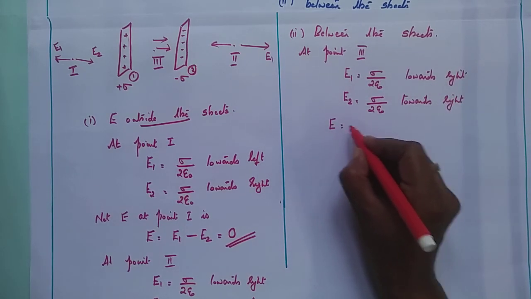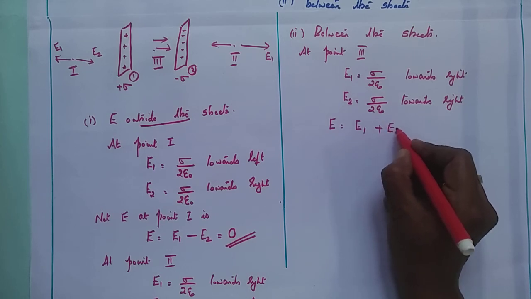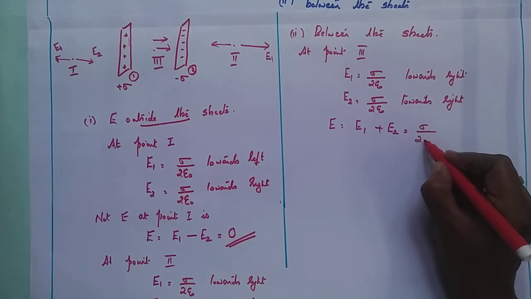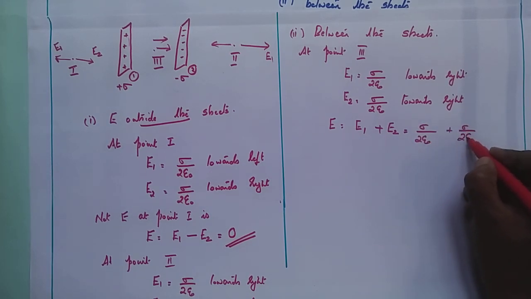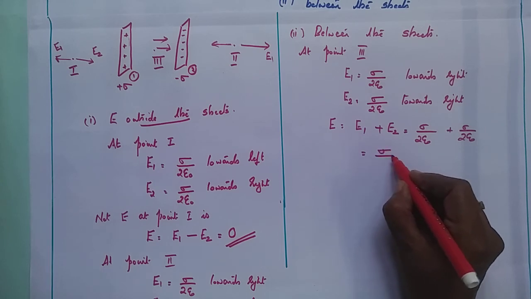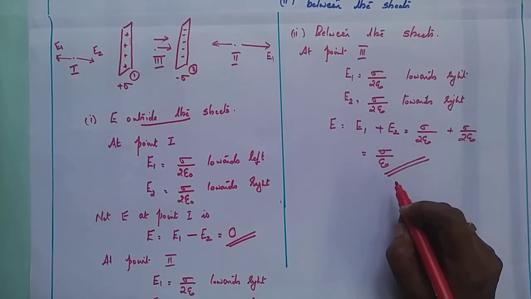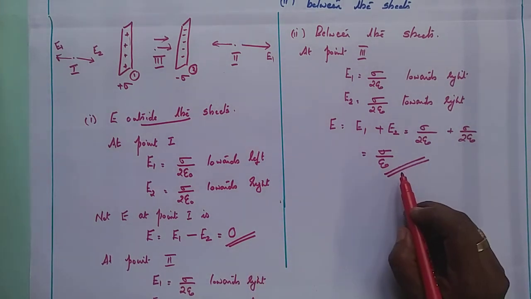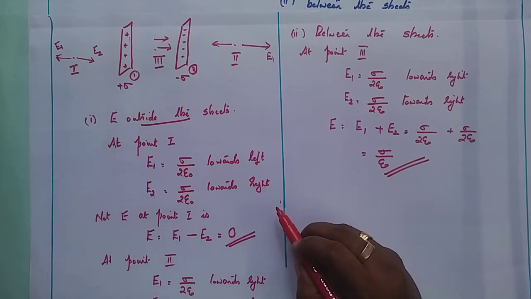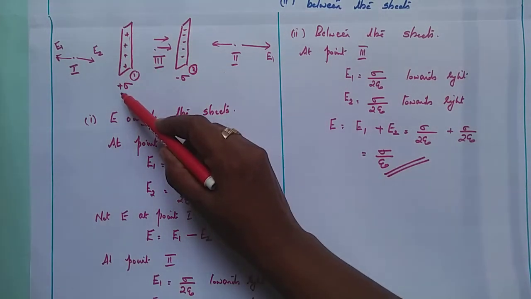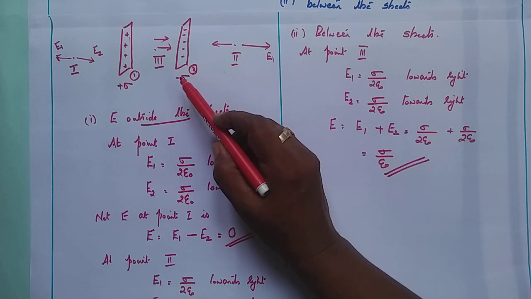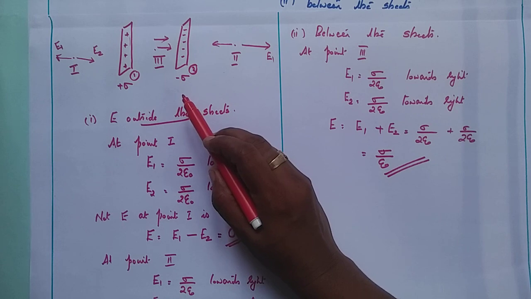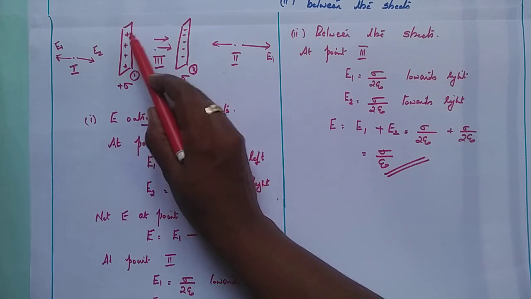Hence the net electric field is E1 plus E2, because both are along the same direction. Hence it is sigma by 2 epsilon 0 plus sigma by 2 epsilon 0, which equals sigma by epsilon 0. So the net electric field between the sheets is given by sigma by epsilon 0, and that is a constant value. So this is the method of creating a uniform electric field. If a positive charge plate and a negative charge plate are parallel to each other, the electric field between the two plates is always uniform, and its direction is always from positive to negative.